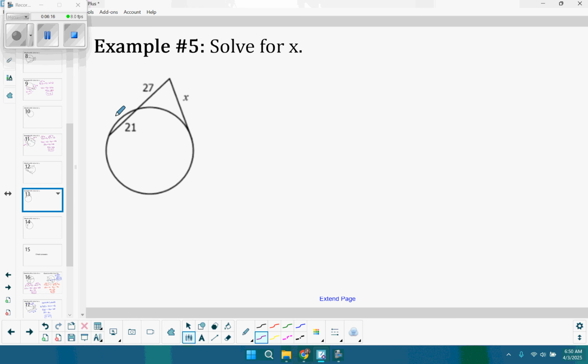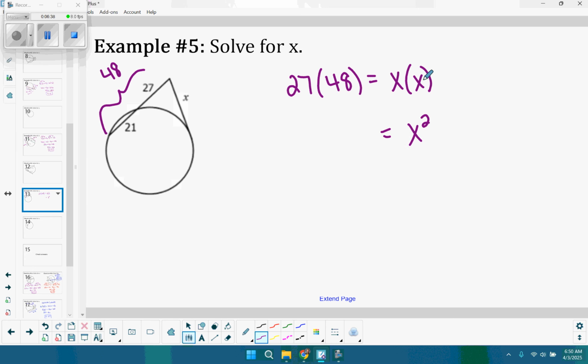And here's our final example. I'm going to combine these two together right away. 21 plus 27 is 48. So for this line, the outside part is 27, and the whole thing was 48. On the other line, the outside part was x, and the whole thing was also x. So here, we're going to get x squared, because x times x is x squared, not 2x. And on the other side, 27 times 48, I get 1296. At this stage, I want to take the square root of both sides, because the opposite of squaring something is the square root. And I get x equals 36.